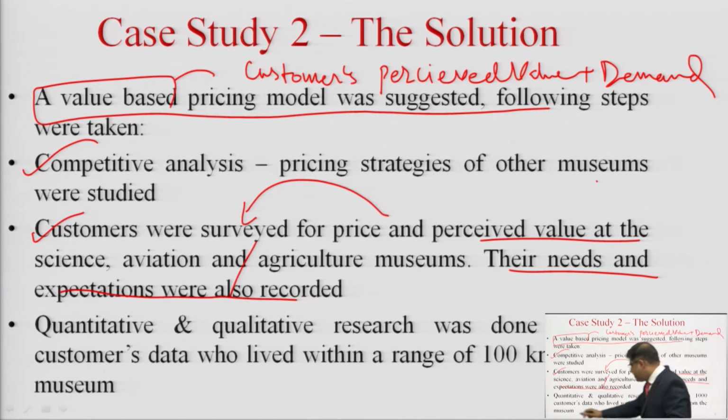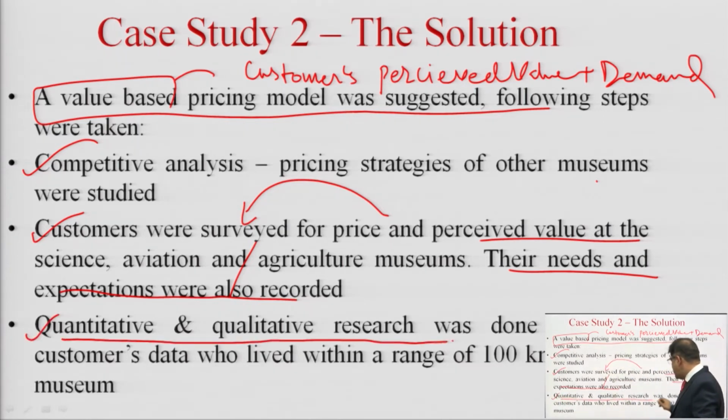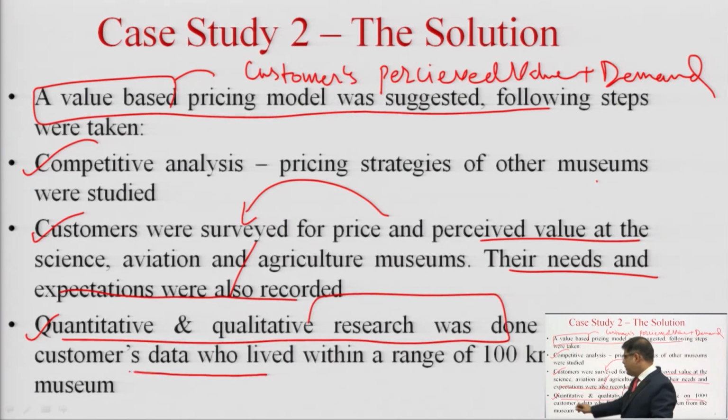After that, the third step was taken. In the third step, quantitative and qualitative research was done, based on data from 1000 consumers living around the museum in a radius of 100 kilometers. The data was collected in a very proper way, through a structured questionnaire, and this data was then used for conducting qualitative and quantitative research, and proper value based pricing was applied, which was a result of gauging consumers' sentiments with respect to the museum and the companion museums.